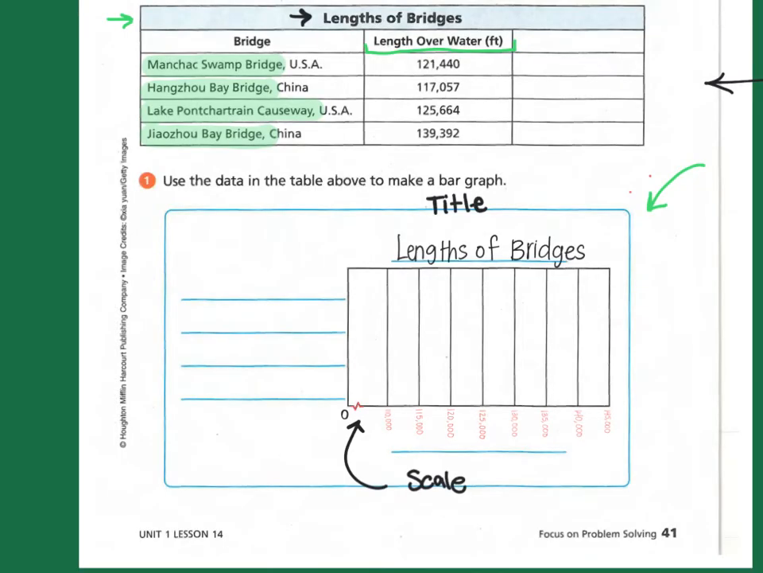How did you do on the rest of your scales? Check your work and make sure. You should have 130,000, 135,000, 140,000, and 145,000. If you don't have that, make sure that you pause this video and make sure that your scale is accurate. Now, I need to label my scale. I'm going to be counting up in lengths over water in feet. So I'm actually going to make that my label for my scale. So length over water, in feet.